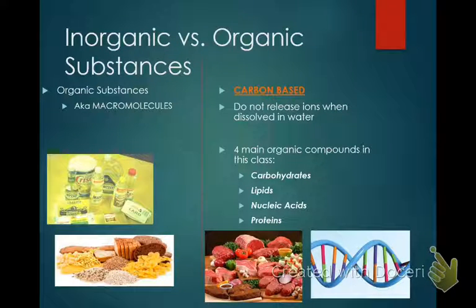So inorganic versus organic substances. Now, organic substances are what we're going to be focusing on for this unit, okay? They're also known as macromolecules. In other words, they are giant compounds, okay? And most importantly, you should know that they are all carbon-based. That is what makes something organic, okay? If it's a carbon-based molecule. It does not release ions when dissolved in water, and there are 4 main organic compounds in this class. We talked about these, or you guys kind of watched a video about them yesterday in the Amoeba Sisters, which was carbohydrates, lipids, nucleic acids, and proteins.